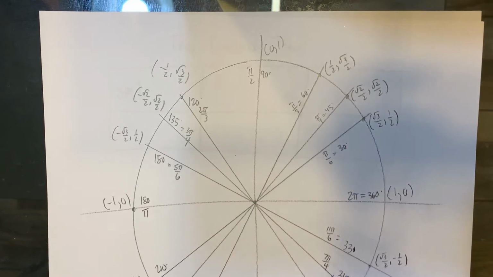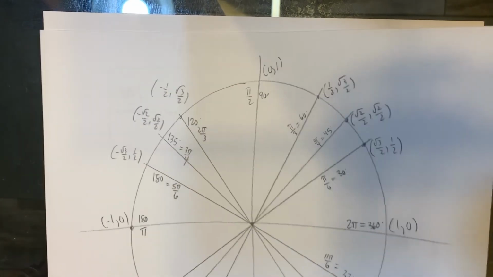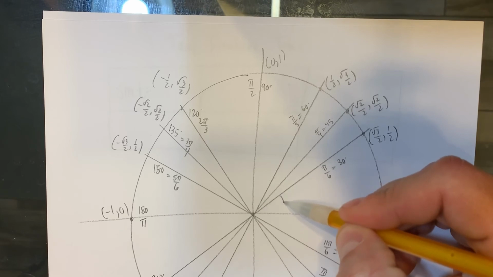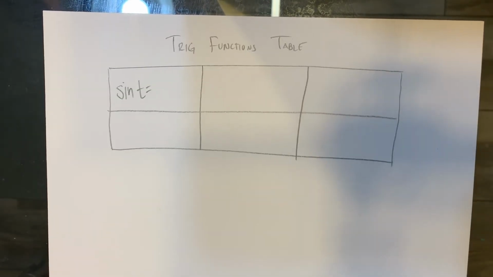We got all of our degrees, we got our radians going around, and all the points that correspond to the t-values. Now the t-values are the angles, right? And so my very first angle right here would be 30 degrees. That would be the t-value of pi over 6.